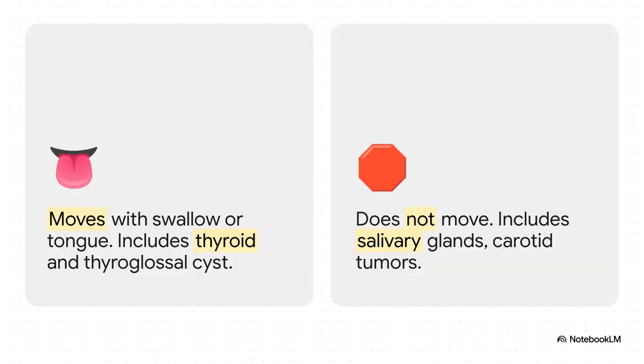Once we've nailed down exactly where the lump is, we need to see how it behaves. Just asking the patient to swallow or stick out their tongue completely separates thyroid-related masses from stationary structures. Take a thyroglossal cyst, for example. It's a fluid-filled sac left over from the thyroid's developmental migration path. Because of that, it actually moves up when the tongue protrudes. Things like salivary glands, carotid body tumors, or branchial cysts, they don't move at all.